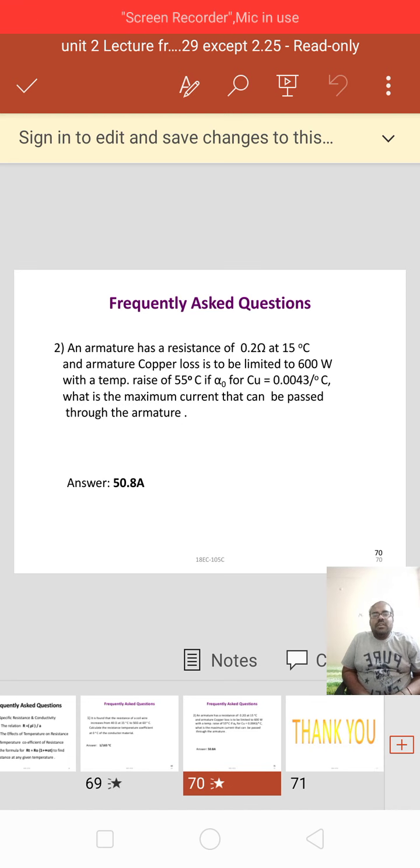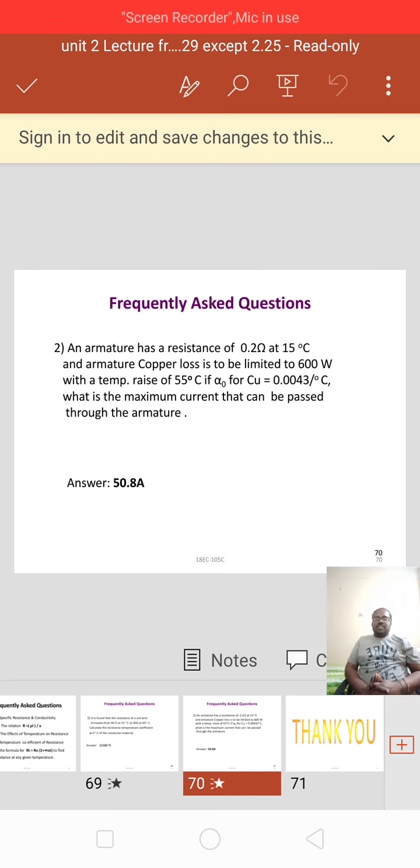Next question. An armature has a resistance of 0.25 ohms at 15 degrees Celsius and armature copper loss is to be limited to 600 watts with a temperature rise of 55 degrees Celsius. If alpha naught for copper is equal to 0.0043 per degree Celsius, what is the maximum current that can be passed through the armature? I have given the answer for this also, 50.8 amperes.